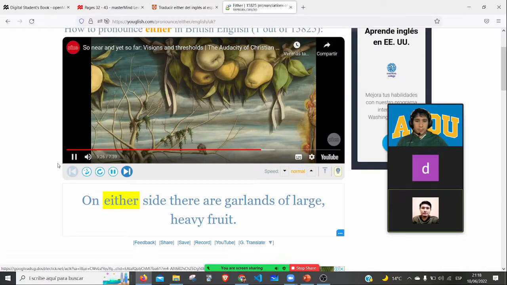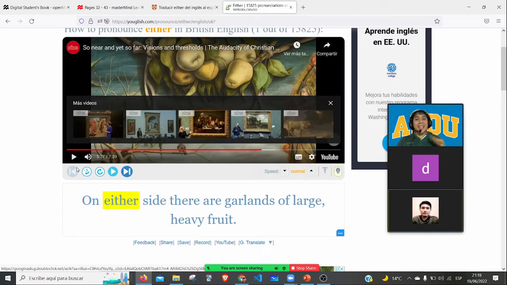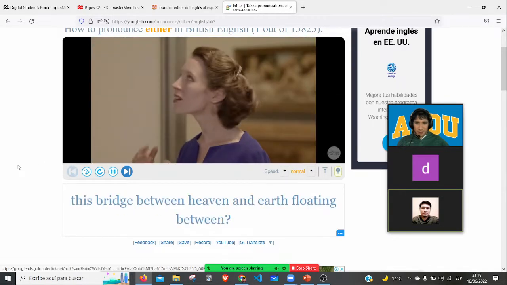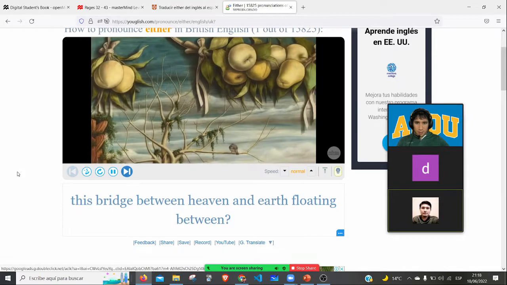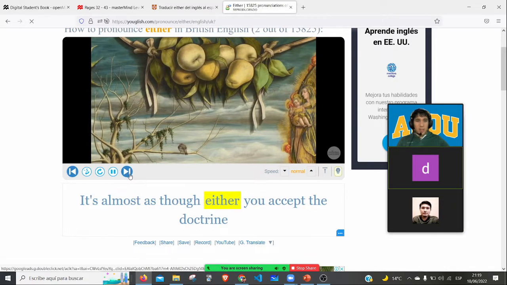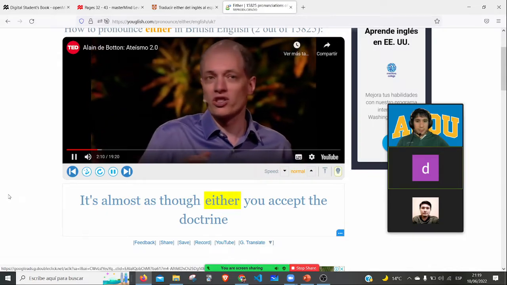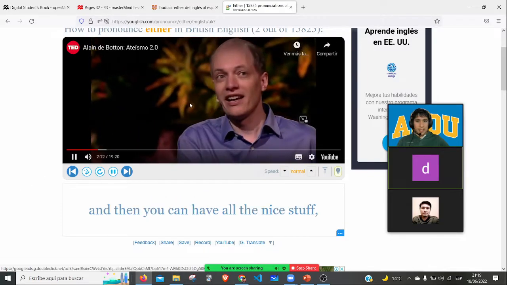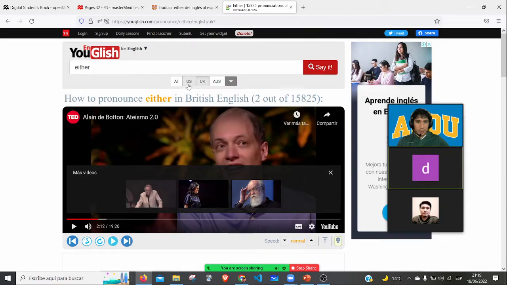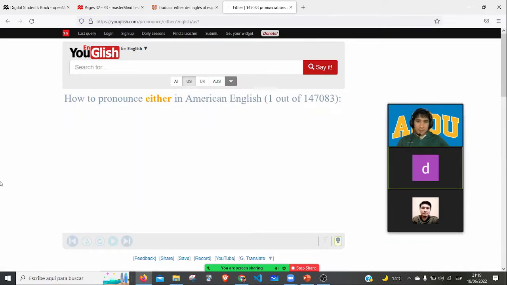On either side, there are On. Oneida. Yep. One more in time. heaven and earth floating between. Mm-hmm. On either side, there are Oneida. Faced rather an unpleasant choice. It's almost as though either you accept the doctrine. Ida. Okay, but now we're gonna choose the American.